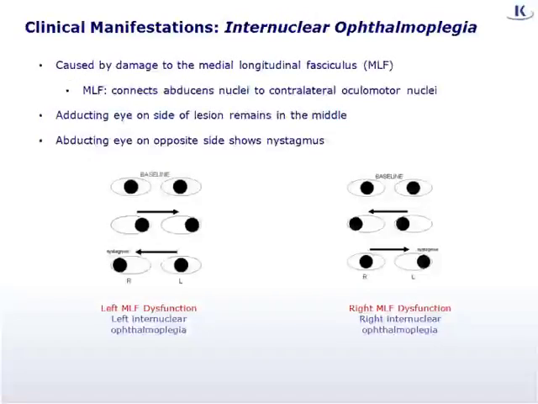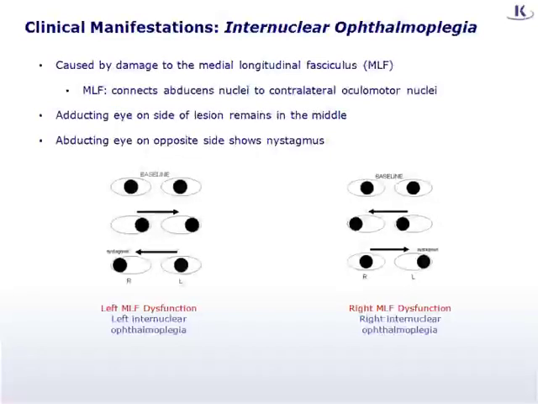Again, this is caused by damage to the medial longitudinal fasciculus. The MLF connects the abducens nuclei to the contralateral oculomotor nuclei, thus enabling lateral conjugated gaze. During an attempted lateral gaze, the adducting eye on the side of the lesion remains in the middle, while the abducting eye on the opposite side shows nystagmus.